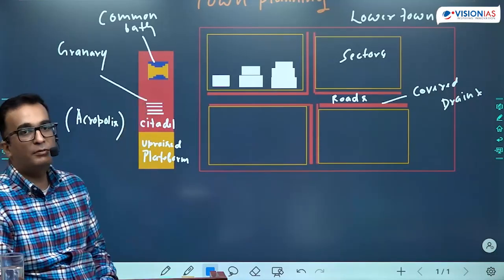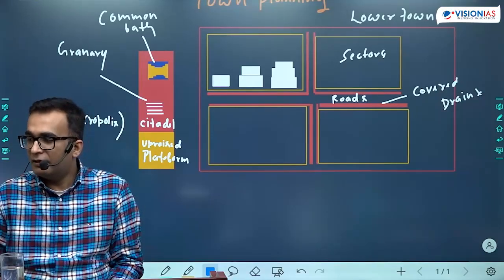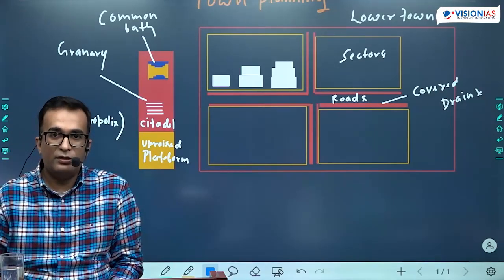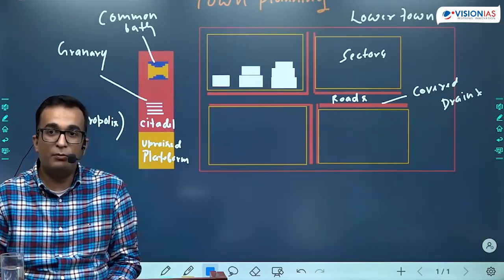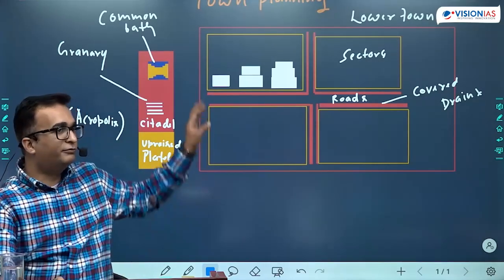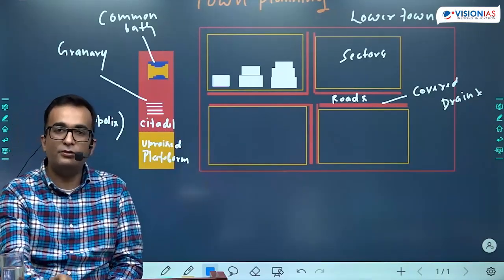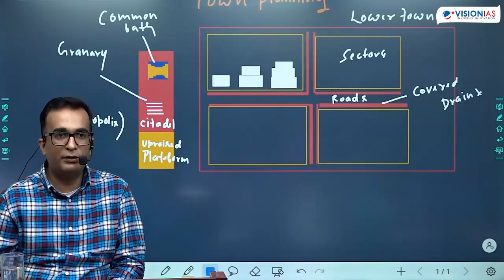Then what about the common bath? सबसे अच्छा example है common bath का, the Great Bath of Mohenjo-daro, ठीक है, and it is one of the biggest common baths found from the Indus towns. So what is this? It is for the purpose of ritual bathing. कोई celebration है, कोई festival है, ठीक है. So at that point of time, the ritual bathing will happen over here.